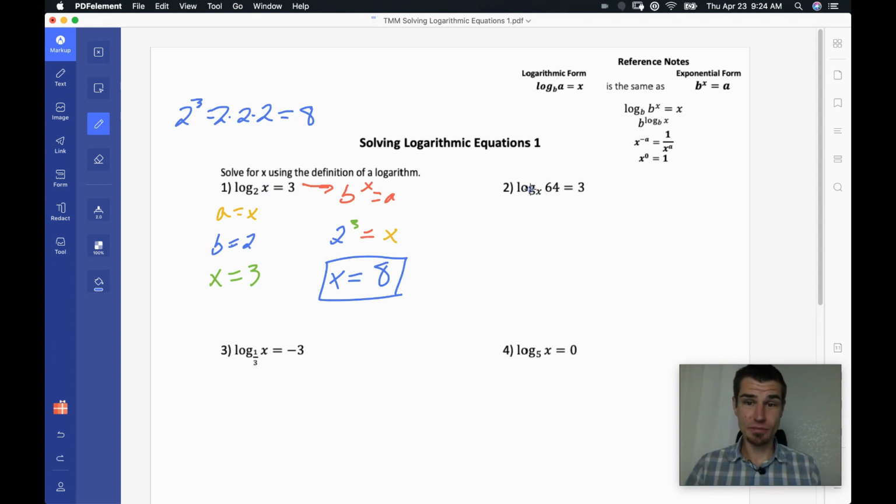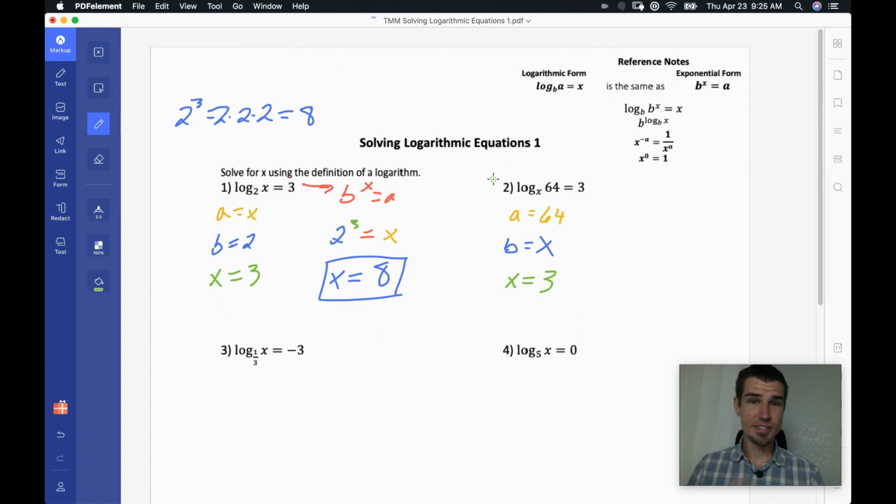In this case though, log base what of 64 is 3. Well, let's put it in exponential form and it will help us shed some light on this solution. So our b, our base, is x. Remember, we can find b by looking at the base, and we know that it is x. A is what's in the logarithm, the argument. So in this case, our a is 64. And x is what the log is equal to. Our log is equal to 3. So our x is 3.